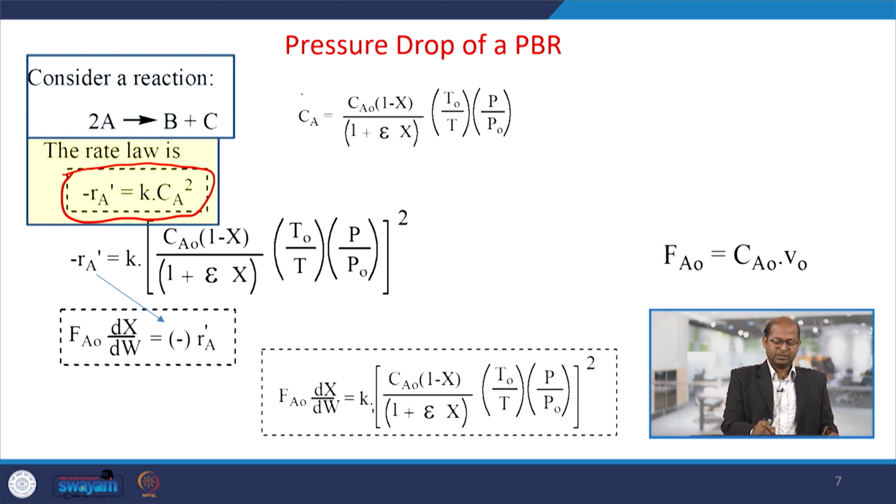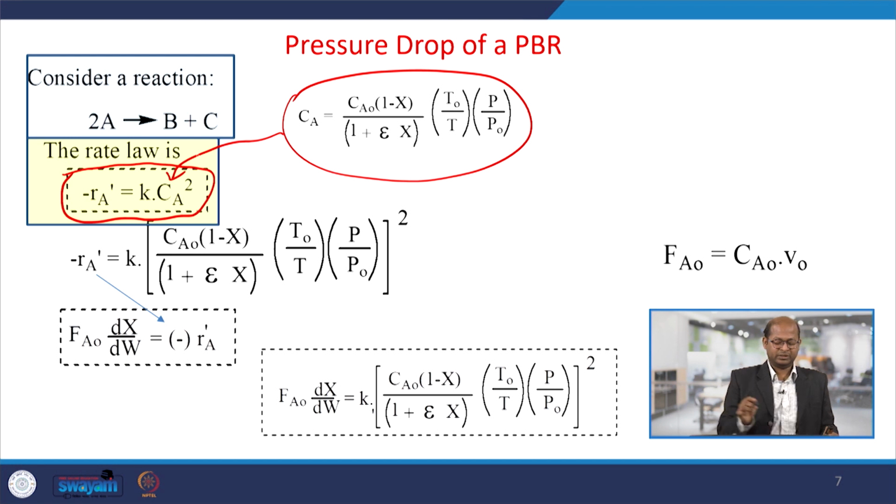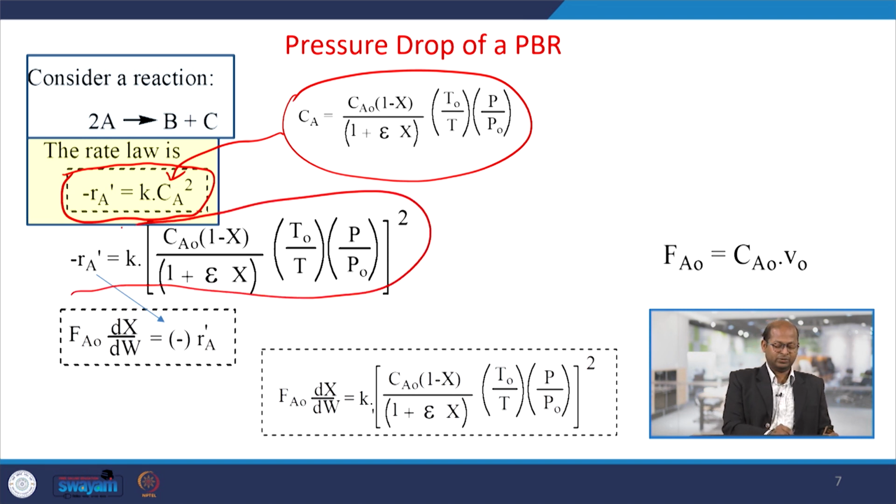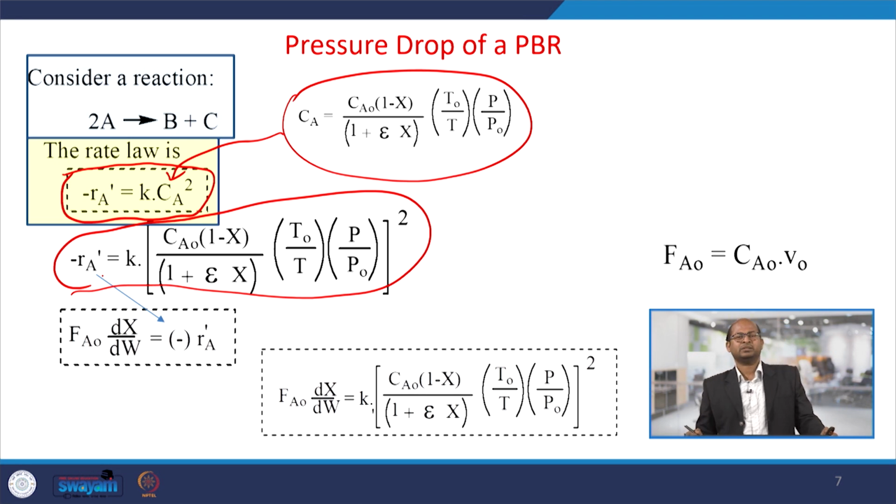Now, how the concentration is related with the temperature and pressure, that we have now derived. So, we can substitute it here, rearrange the equations, and we will get this. So, this is the rate equation, which we also discussed in our previous class.